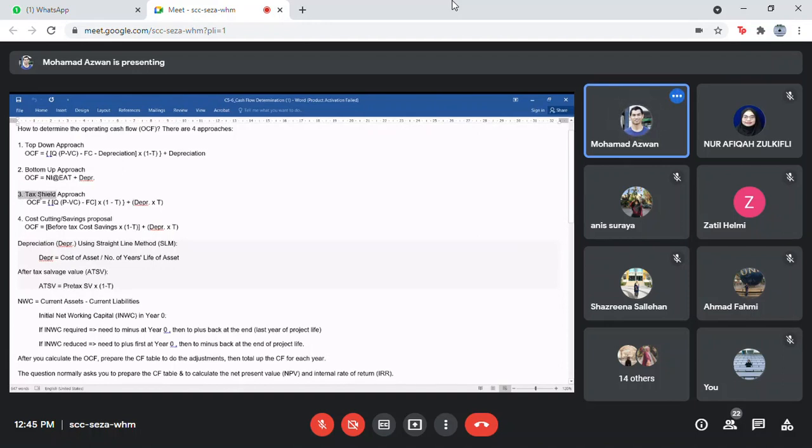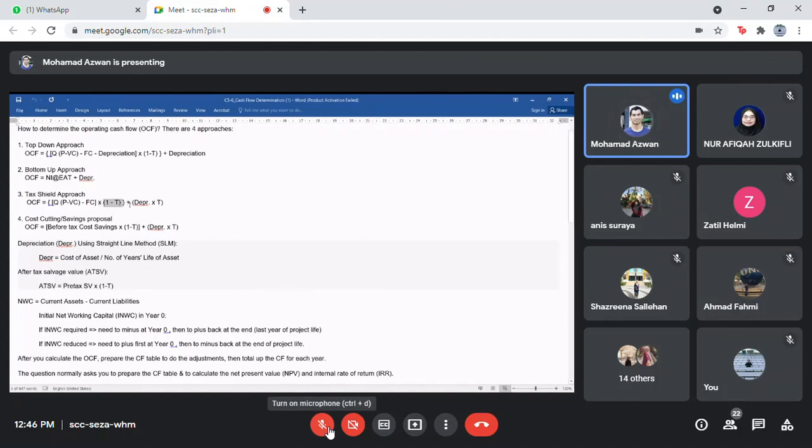Approach 3, the tax shield approach. This approach is quite similar to approach 1. It starts with times P minus VC minus FC. This part is the same. The difference is on this part. For top down, you minus depreciation here, but for tax shield, you don't have to minus depreciation. You just straight away times 1 minus tax.